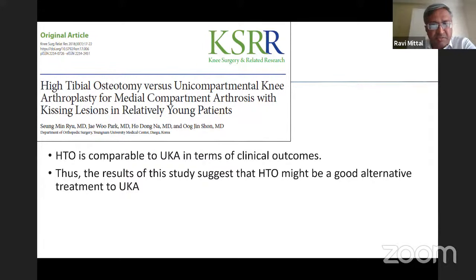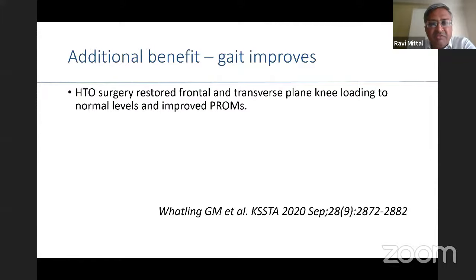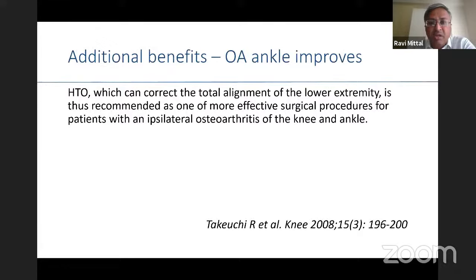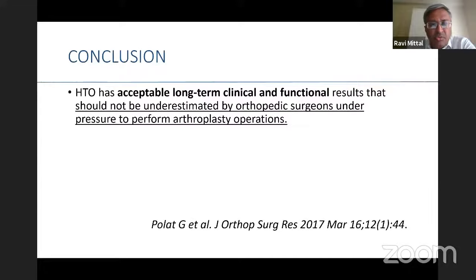unicompartmental replacement. The additional benefits of HTO are that it improves the gait, and it improves the spinal alignment, especially in the coronal plane. It also improves the ipsilateral ankle osteoarthritis if it is present. So to conclude, HTO has acceptable long-term clinical and functional results, and that should not be underestimated by any orthopedic surgeons under pressure to perform arthroplasty procedures. Thank you very much.